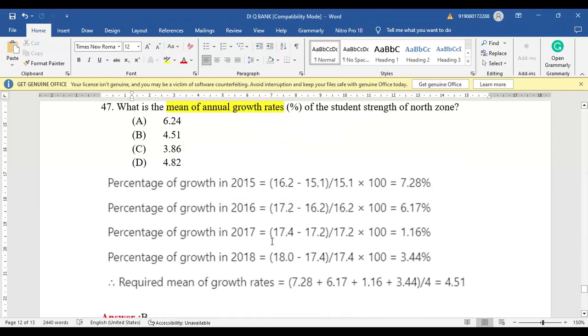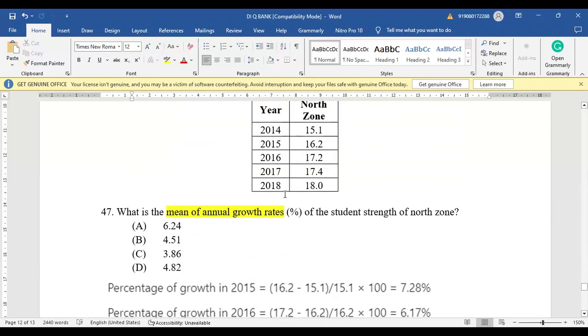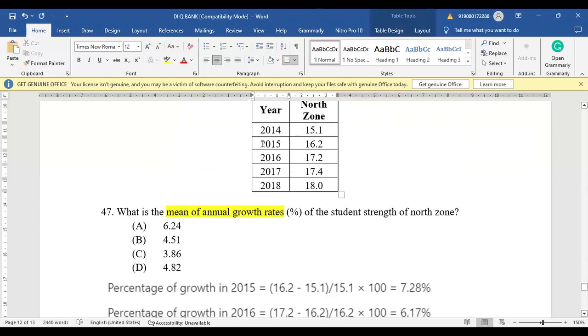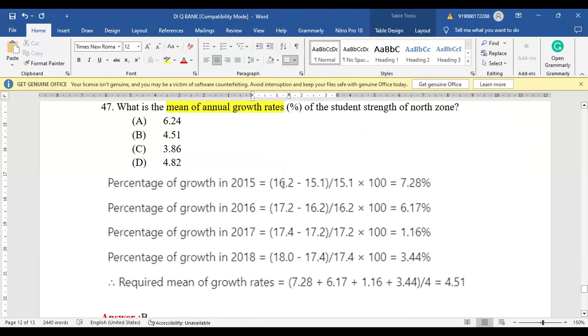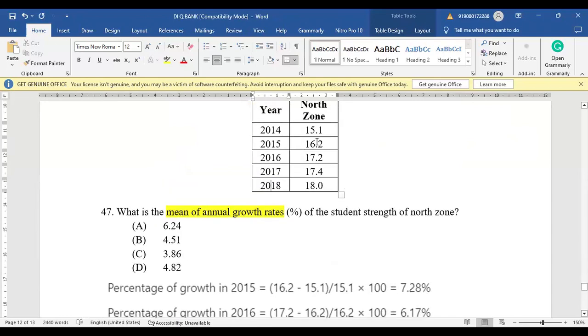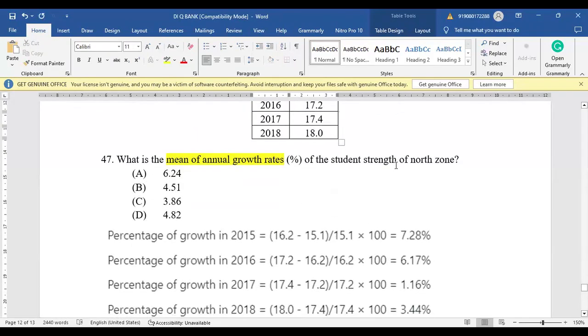So now we need to take the growth rate for every year. So starting year 2014, 2015, correct? Then 15, 16, 16, 17, 17, 18. Beyond that, we don't have data. So percentage growth in 2015 means they're calculating 14, 15. Okay, current year is 16.2. Previous year is 15.1. The output is 7.28.